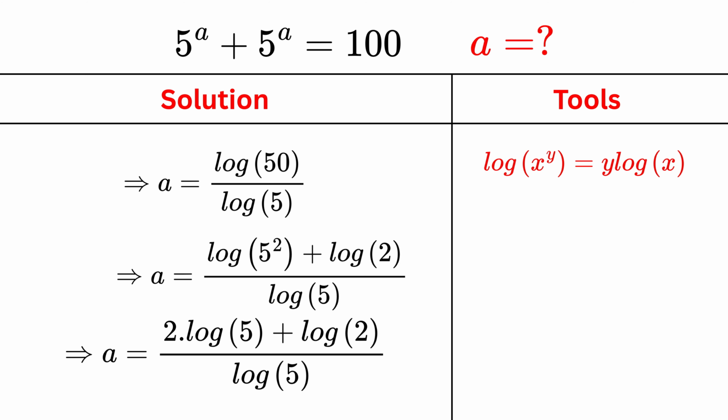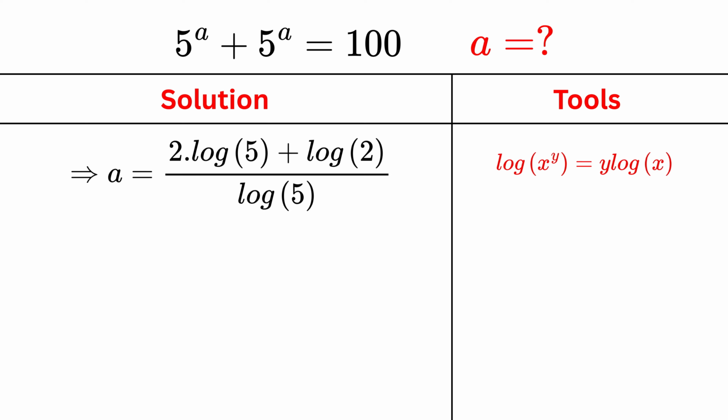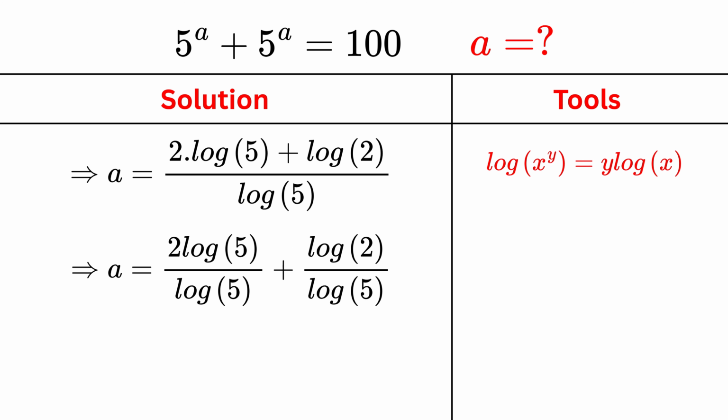Now place this back into our formula. A equals 2 times log of 5 plus log of 2, divided by log of 5. We can separate the terms. A equals 2 times log of 5 divided by log of 5 plus log of 2 divided by log of 5. The first part simplifies perfectly.